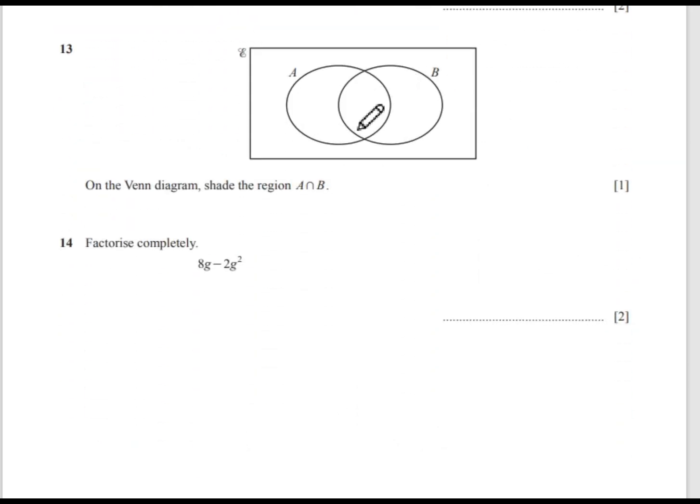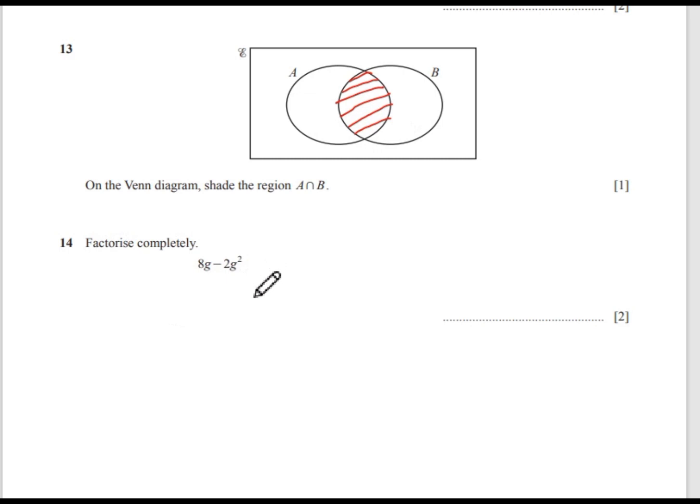Number 13, on the Venn diagram, shade the region A intersection B. This point here is A intersection B. That's what's common between A and B, the middle region here. So this is A intersection B.